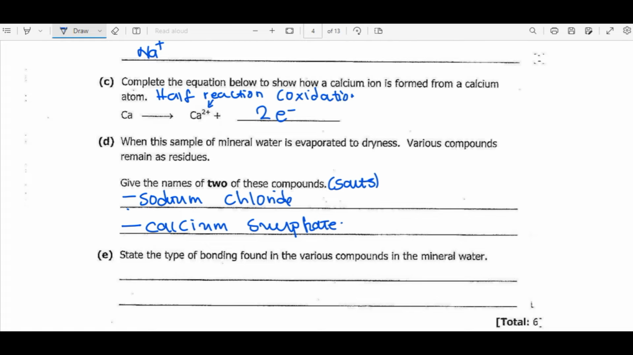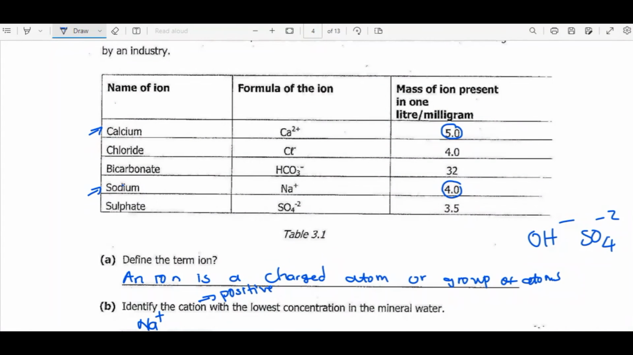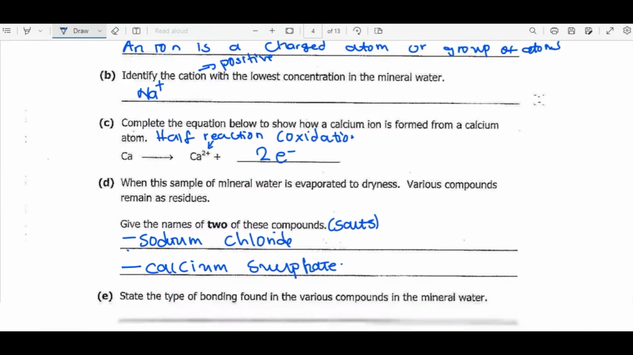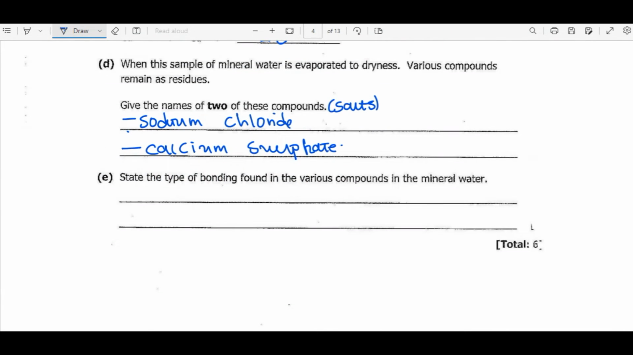Then state the type of bonding found in the various compounds in the mineral water. So let's go back to our table. From the information that we are given, we can see that we are dealing with ions. So whenever you are given an ion, then the compound or compounds associated with an ion where you're given a charge is an ionic bonding. So say ionic bonding. Under covalent bonding, we are not given charges.